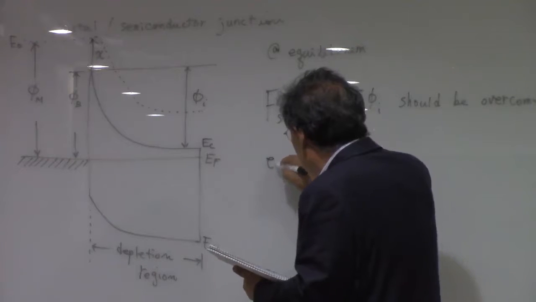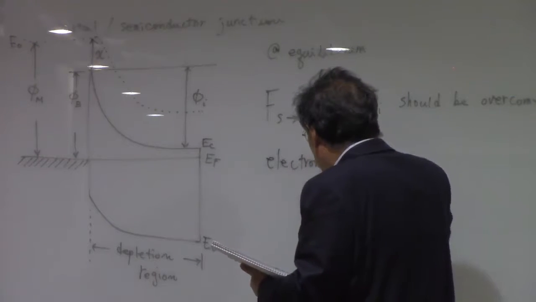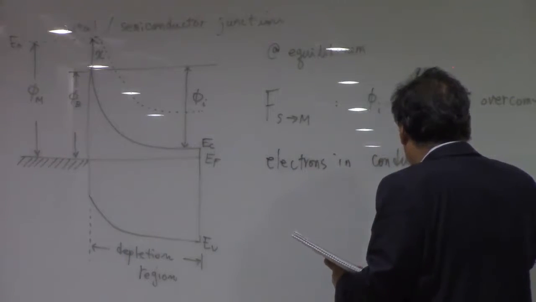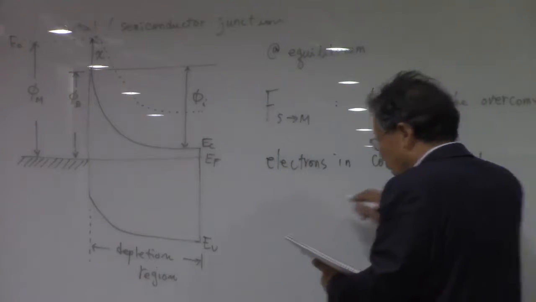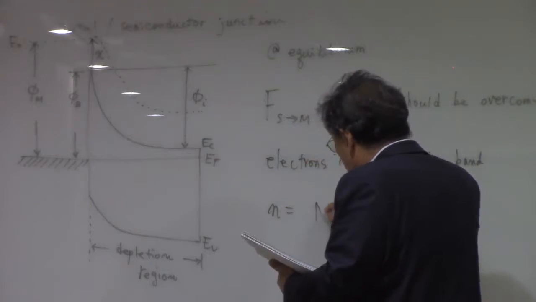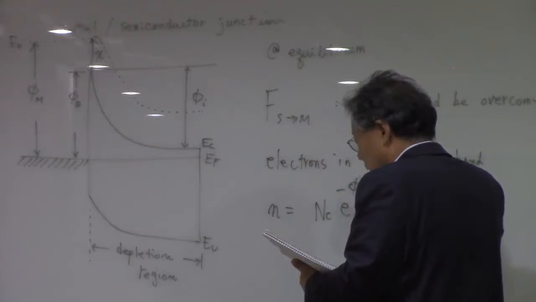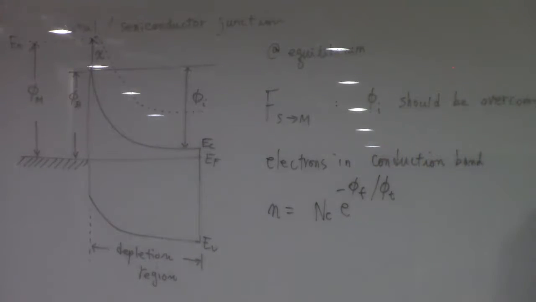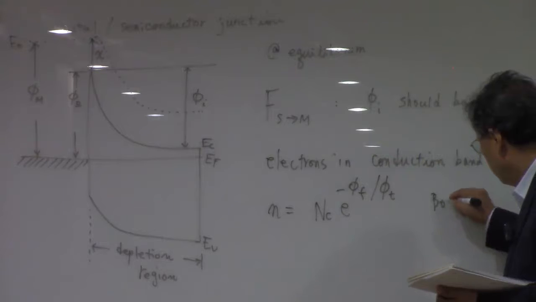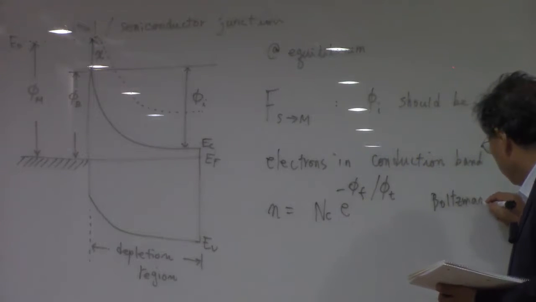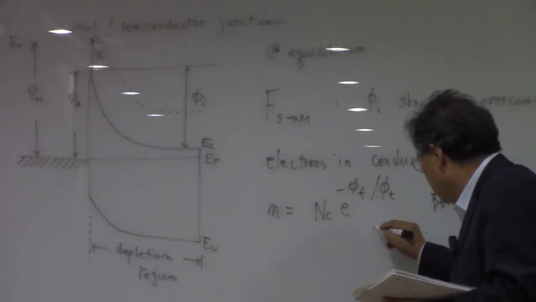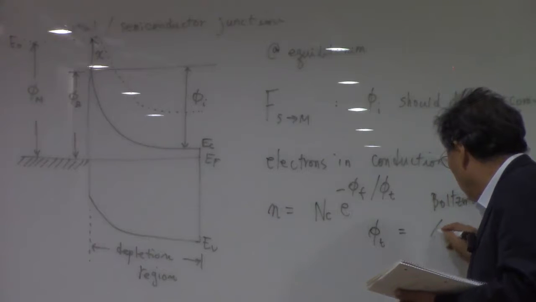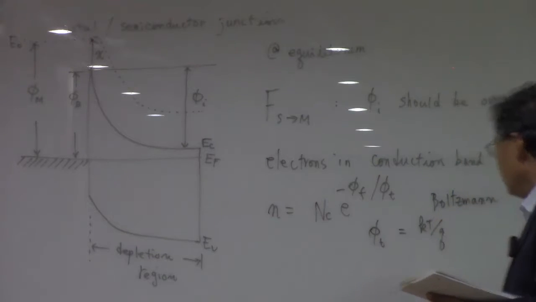And we know the number of electrons in the conduction band. That is going to be n equal to Nc e to the minus phi F over phi T. Okay, that's Boltzmann, right? And phi F is the Fermi energy, and phi T is the thermal energy, which is kT over q. All right?